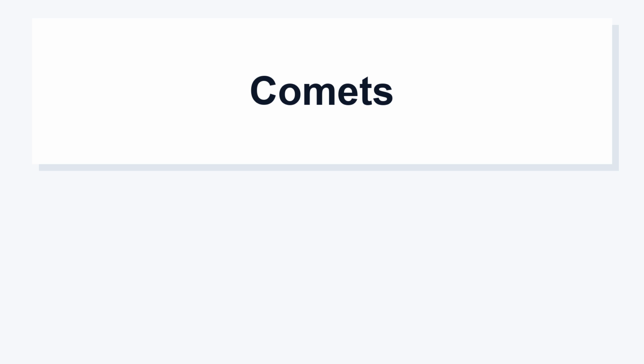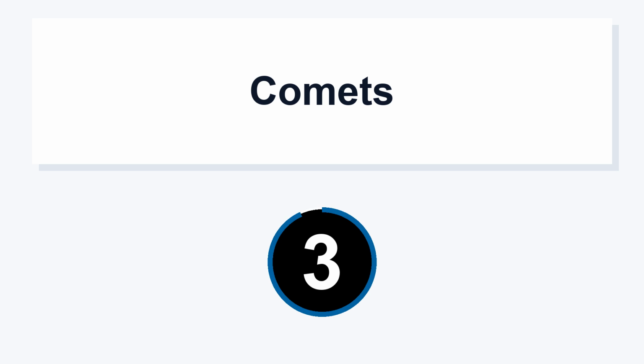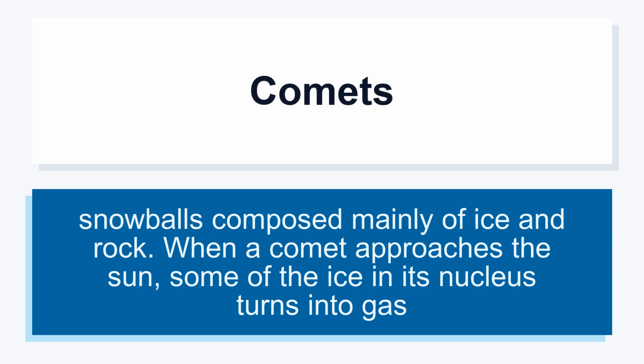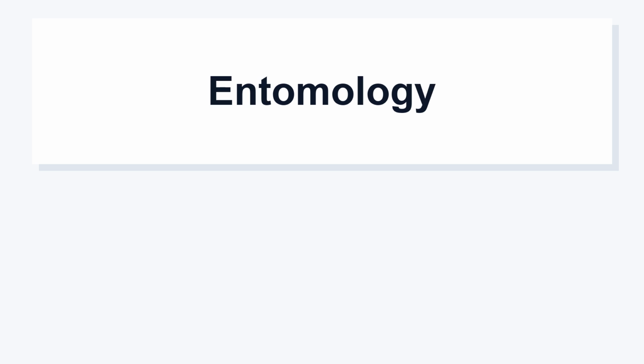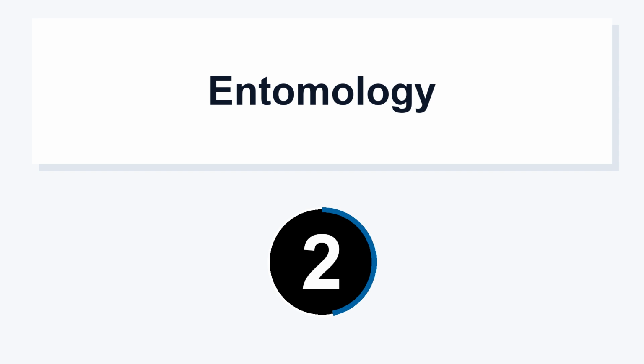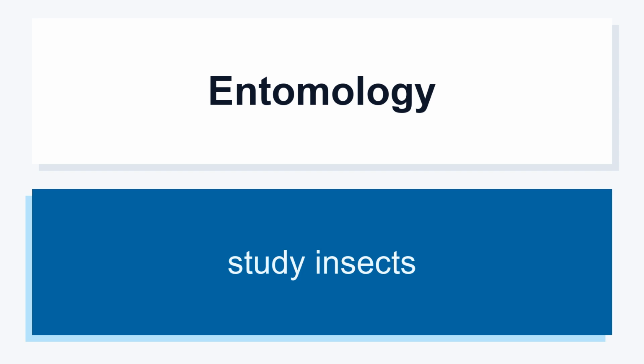Comets: snowballs composed mainly of ice and rock. When a comet approaches the Sun, some of the ice in its nucleus turns into gas. Entomology: study of insects.